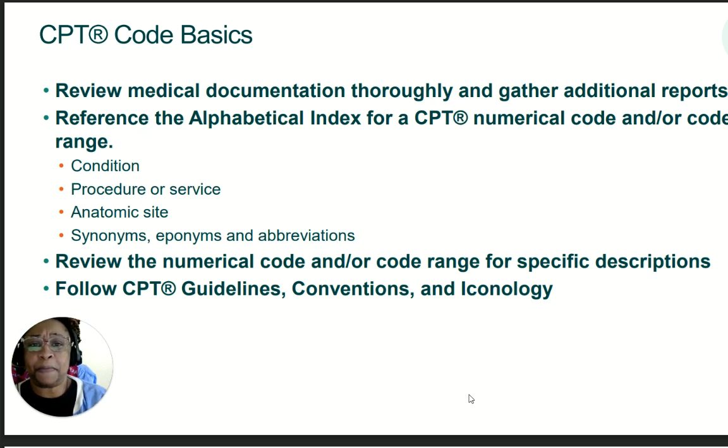Also, keep in mind, you might not be looking for your actual descriptions according to what's in the documentation. And let me tell you how. Blood can mean hematoma. That's what I mean. If it's blood in the belly, you might be looking up a hematoma in the belly. Just FYI. Always review your numeric codes and code range for specific descriptions. Follow CPT guidelines and conventions. It's very important. If you miss your guidelines, you can miss a very important vital step in your code search. Keep that in mind.